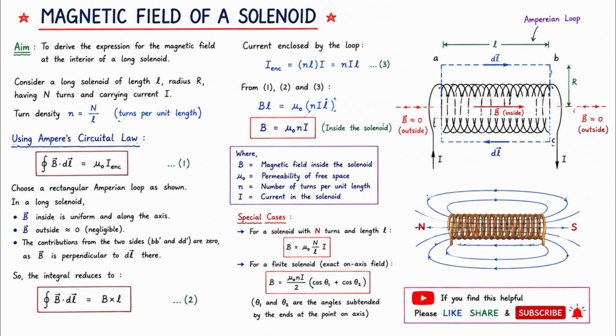Magnetic field of a solenoid using Ampere's circuital law. Magnetic field of a solenoid. Detailed derivation. A solenoid is a long cylindrical coil containing many closely wound turns carrying current I.